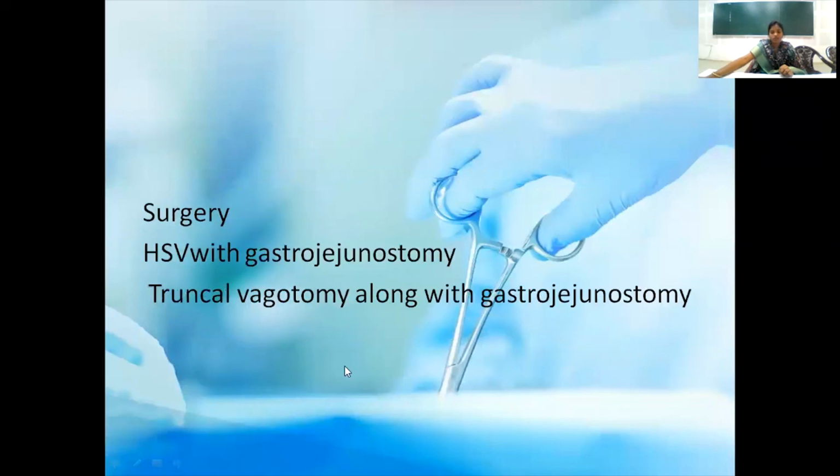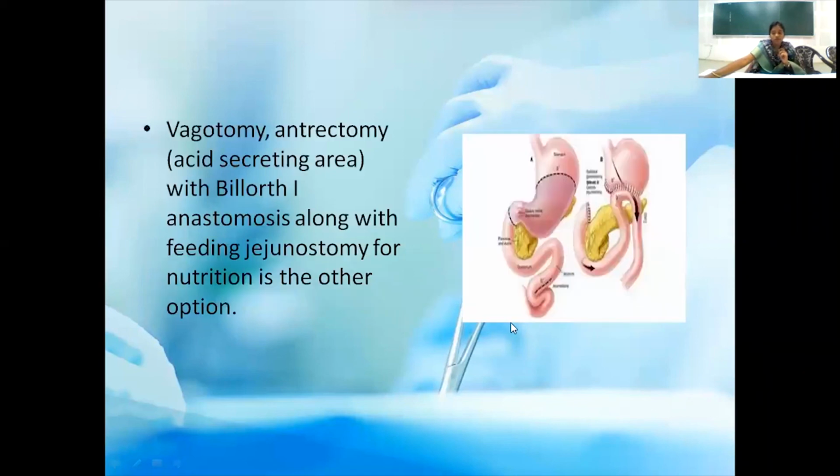So different types of surgeries include highly selective vagotomy with gastrojejunostomy. You know different types of vagotomy: truncal vagotomy, selective vagotomy, and highly selective vagotomy. In truncal vagotomy, both vagal trunks are ligated, whereas in selective vagotomy, you have to spare the hepatic branch and celiac branch. In highly selective vagotomy, only the nerve supply to the acid-secreting part is ligated, along with a gastrojejunostomy procedure. The other option is truncal vagotomy along with gastrojejunostomy.